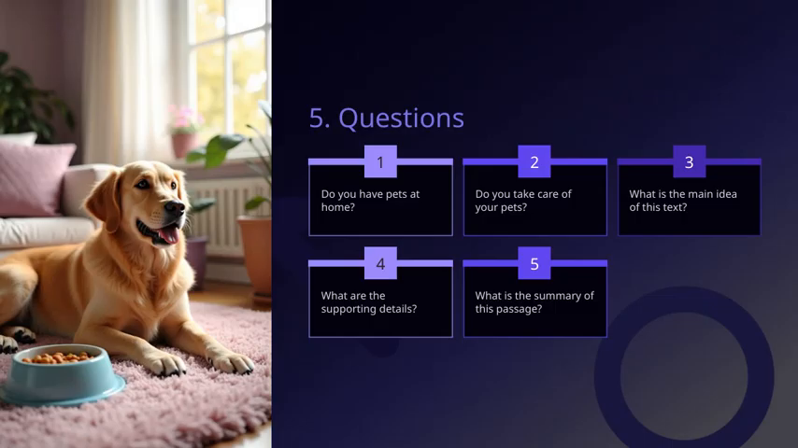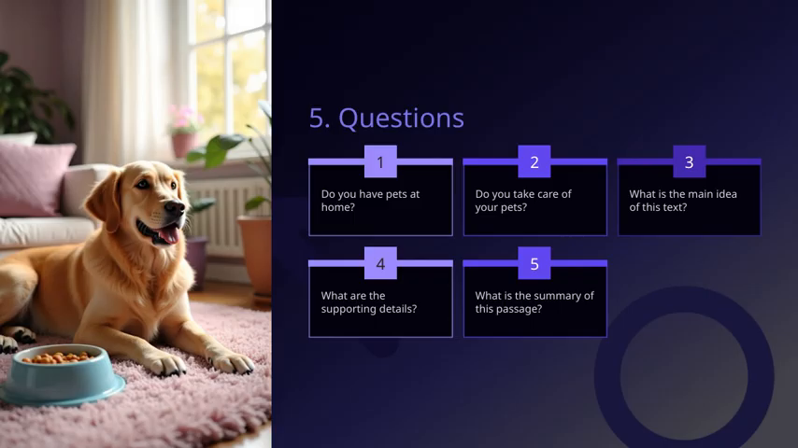Now, let's move on to the questions section. First, do you have pets at home? This question helps us reflect on our personal experiences and connect with the topic. Next, what are the supporting details? Remember, supporting details are the facts or ideas that back up the main idea of the passage. Then, do you take care of your pets? Taking care of pets is an important responsibility, and thinking about this helps us understand the importance of caring for animals.